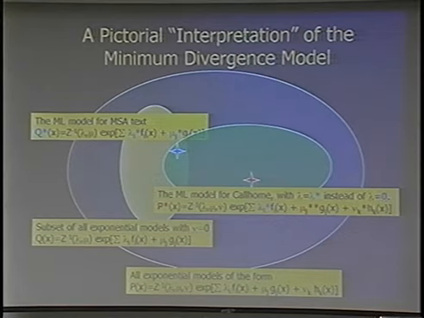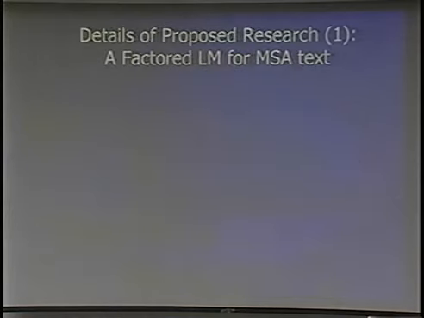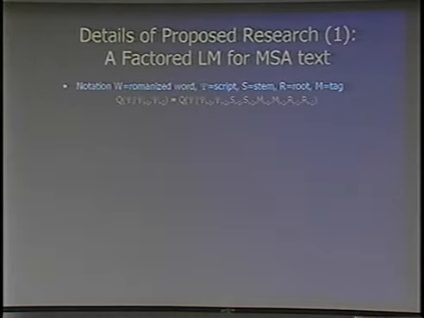Till now we have presented a generic model. Now I will focus on how to select the features of the model and how to build the model. After building this maximum entropy model for the modern standard Arabic, I will shift to the column model, the minimum divergence model for column. A few notations here: I am representing the Romanized form by W, and C represents the script form of the Romanized word, S represents the stem obtained from the script form, R is the root which is obtained automatically using a stemmer, and M is the morphological tag.